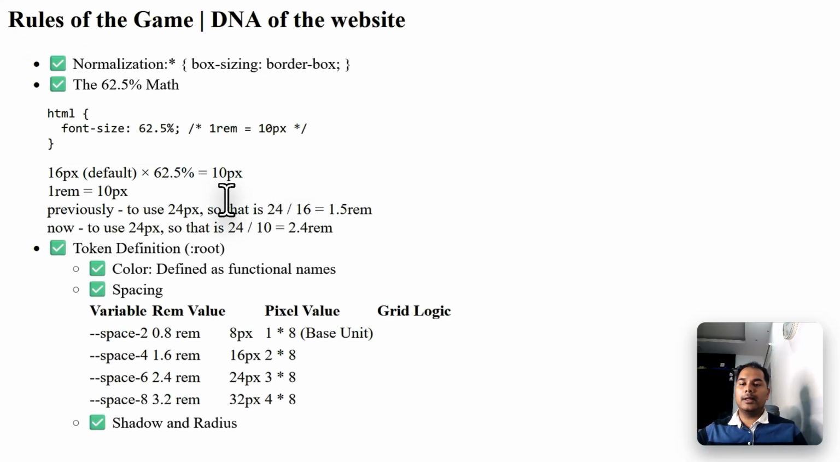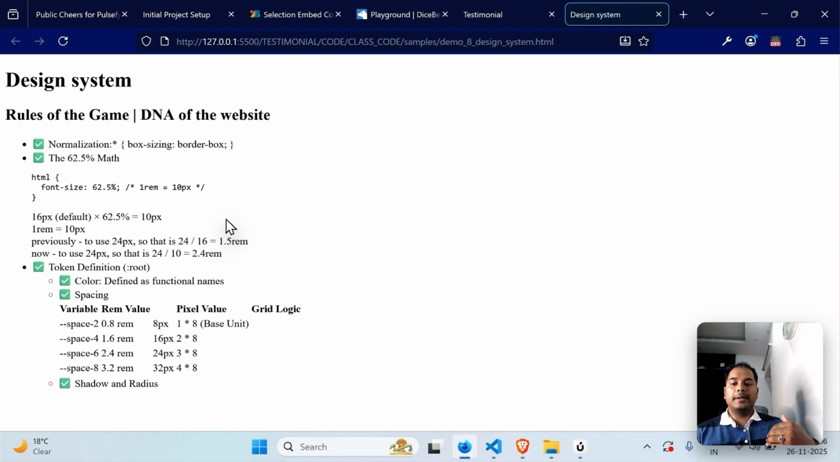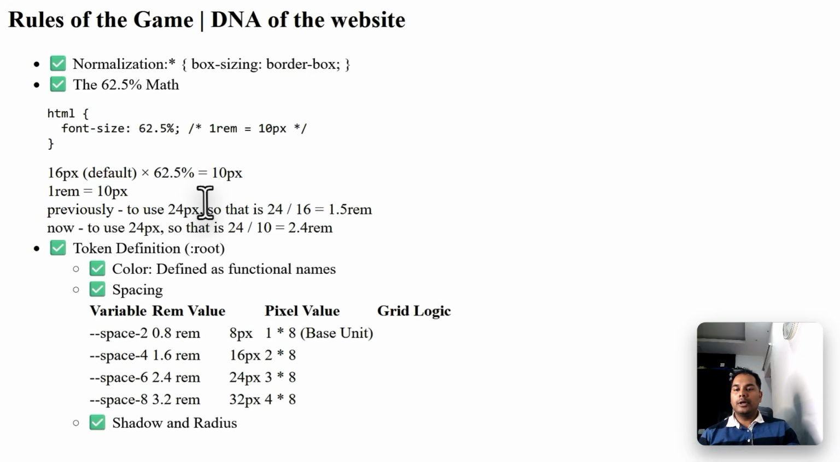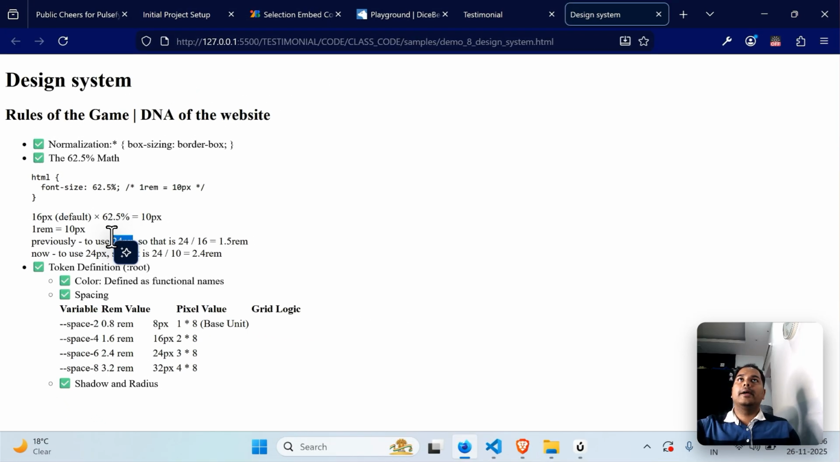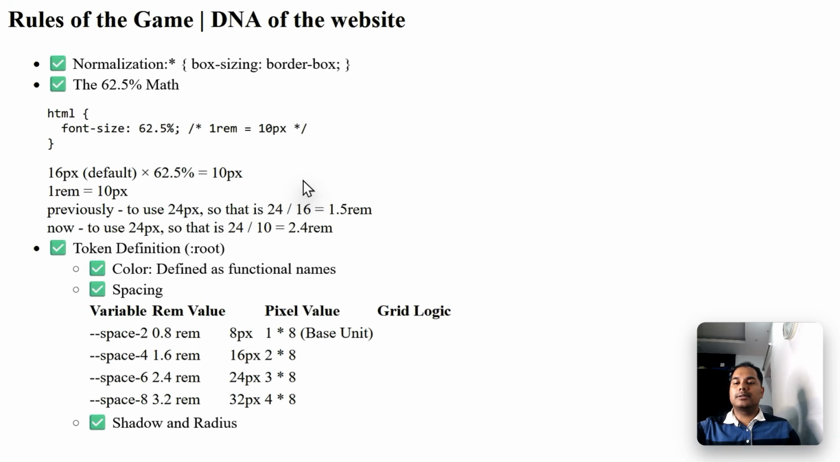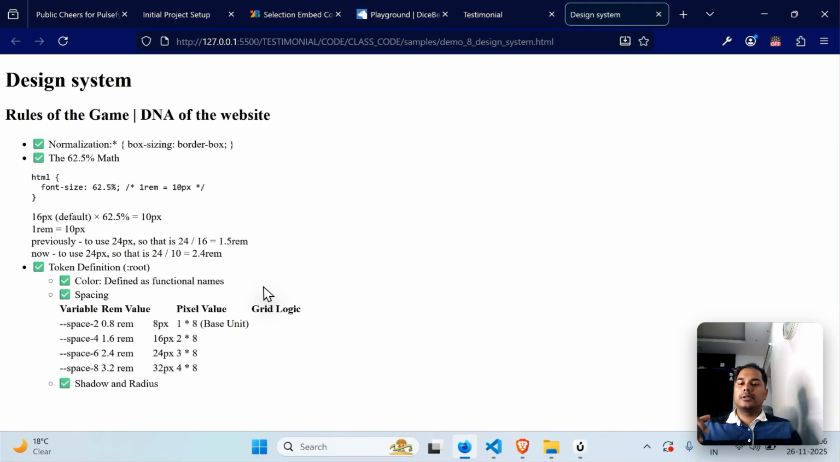So why are we doing that? Here we are using rem, not pixels. We will be using rem for all the measurements and all the units. Let's say there is a specification where we need a font size of 24 pixels. Previously, converting 24 pixels into rem, we needed to divide it by 16, and it becomes 1.5. So the calculation becomes hectic.